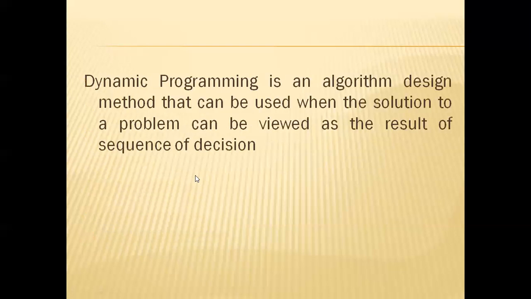So what is meant by dynamic programming? Dynamic programming is an algorithm design method that can be used when the solution to a problem can be viewed as the result of a sequence of decisions. A sequence of decisions means the first stage, second stage, third stage, and fourth stage.